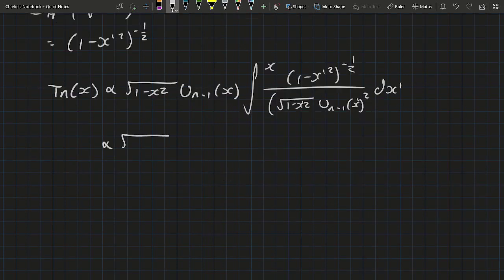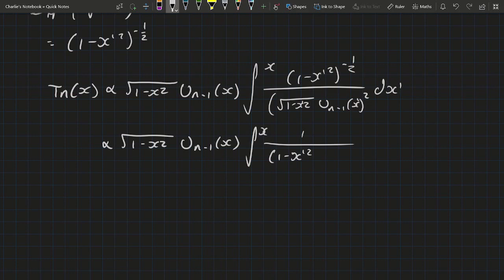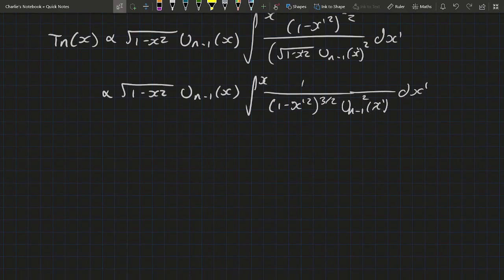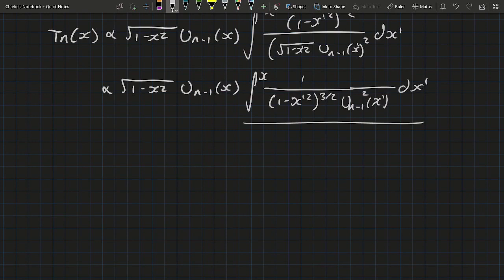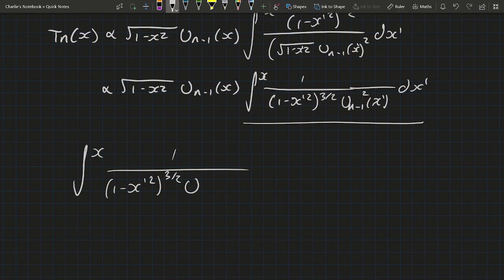And finally, this gives us root 1 minus x squared u_{n-1}(x) integral to x of 1 over (1 minus x′ squared) to the 3/2 u_{n-1}(x′) squared dx′. Now all that's left to work out is the integral here. So we will ask, what is the integral of 1 over (1 minus x′ squared) to 3/2, u_{n-1} squared of x′ dx′?